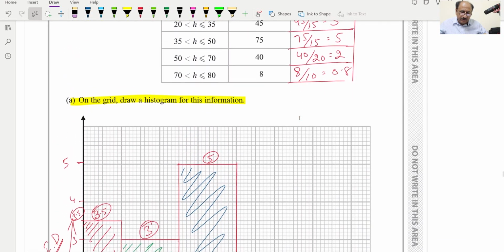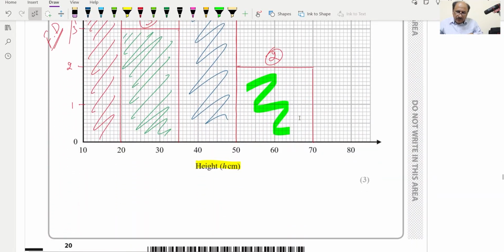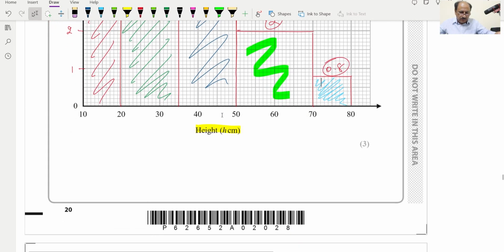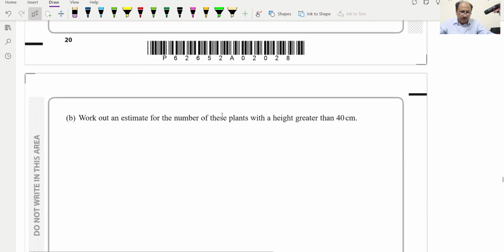And the last one is 0.8, 70 to 80. So 70 to 80 is 0.8, and 0.8 will be up to this height and up to 80, and we can basically shade this also like this. So 0.8 is the height for this one. This is the histogram which we have drawn.